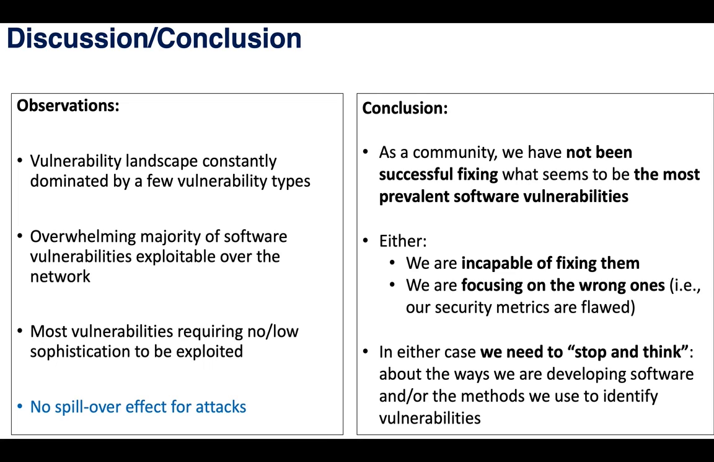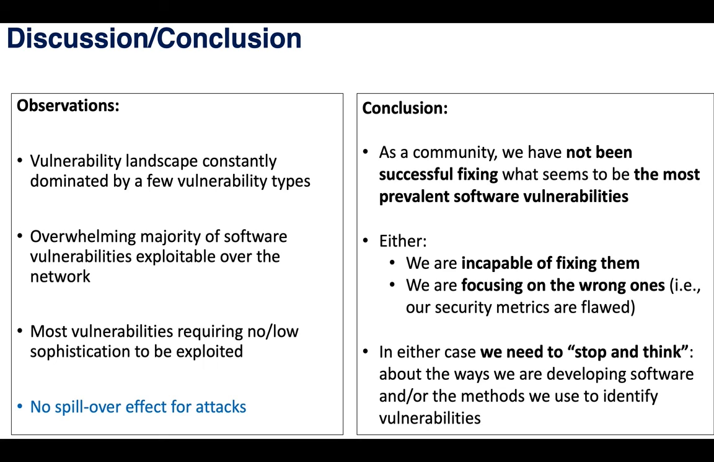So it seems to us that we are at a time where we need to stop and think again about how we identify software vulnerabilities. If we are doing it right, then we should know that we are not correcting well, and then maybe we should train ourselves into better correcting software vulnerabilities. In the other case, where we think that we are correcting what we see, then probably we are focusing on the wrong ones, and that means that we need to rethink the tools that we are using to identify the most prevalent software vulnerabilities.